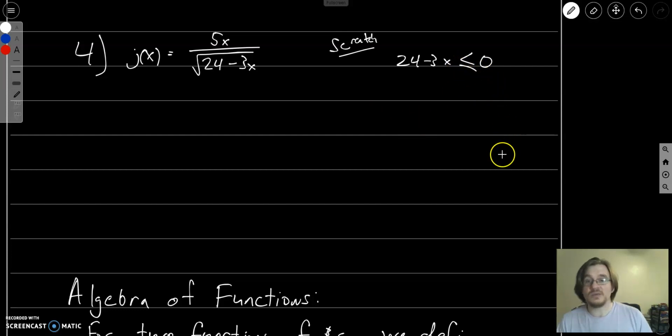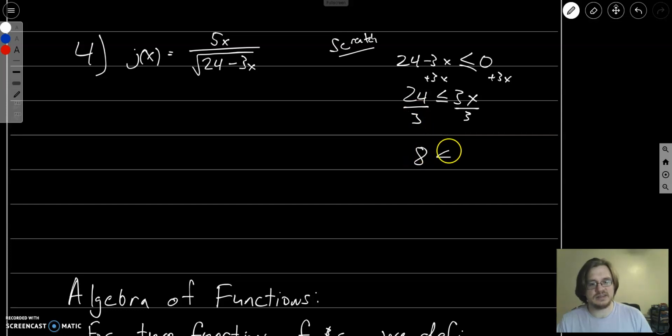I also don't want it to be equal to 0, because if this is equal to 0, I'll be taking 5x and dividing by the square root of 0, and the square root of 0 is in fact equal to 0. So I don't want this to be less than 0, and I also don't want it to be equal to 0. So let's solve this. If I add 3x to both sides, I'll get 24 is less than or equal to 3x. And if I divide both sides by 3, I'll get 8 is less than or equal to x. Or if we think about it, this will be x is greater than or equal to 8. So this is, again, what we don't want.